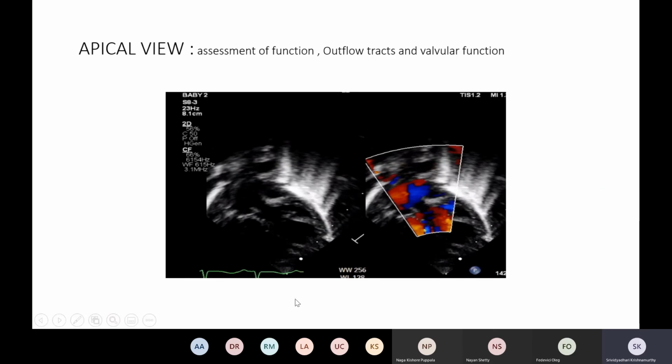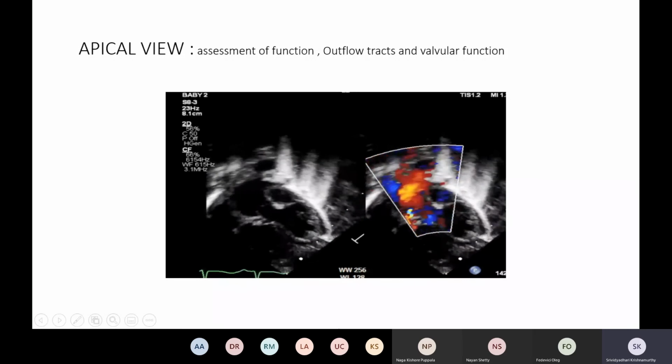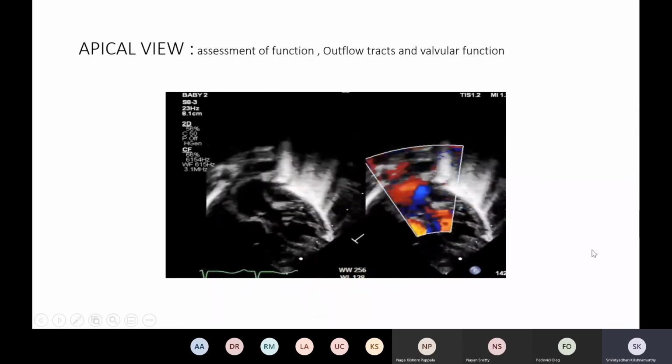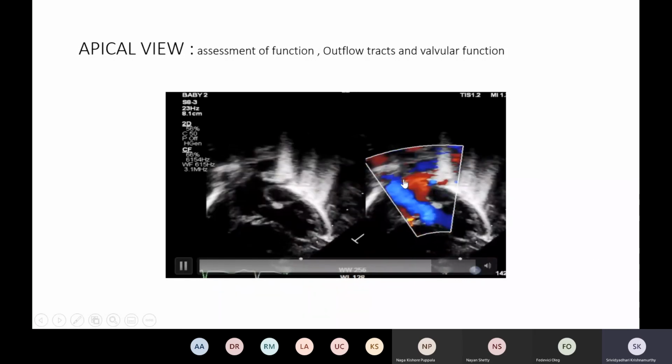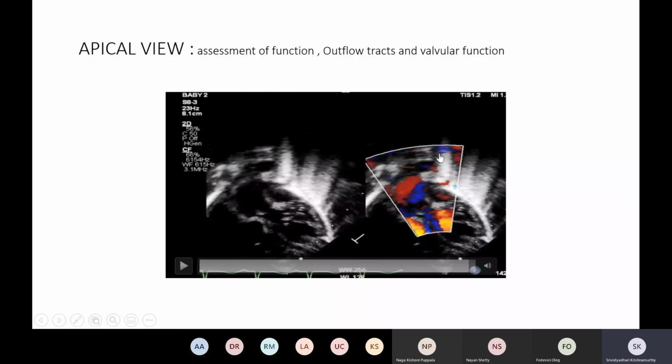So coming to the apical view, what are we looking at? We are assessing the function, and of course we are looking at the valvular function as well. And of course you're looking at the outflow tract. And this picture does show that is the left ventricle, showing off the pulmonary trunk, which is branching there.